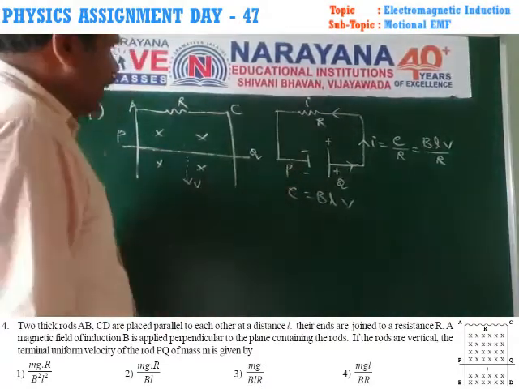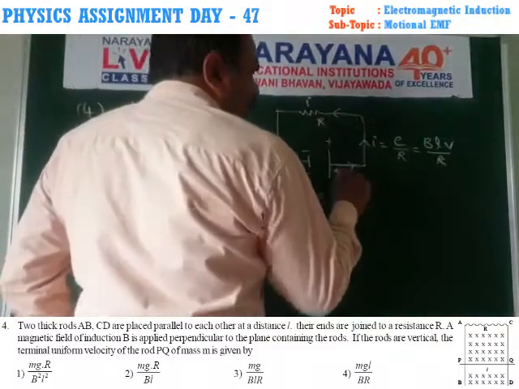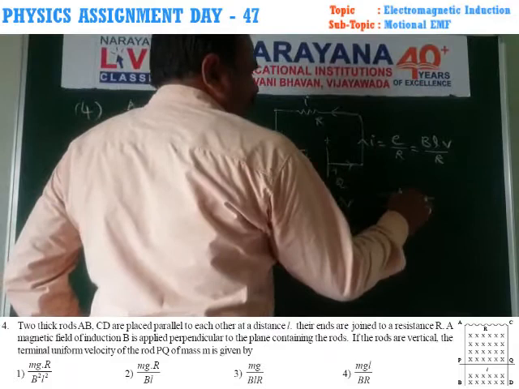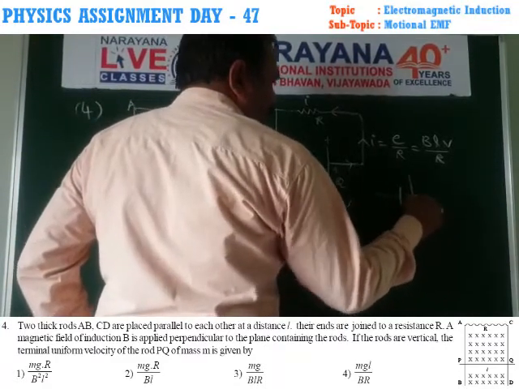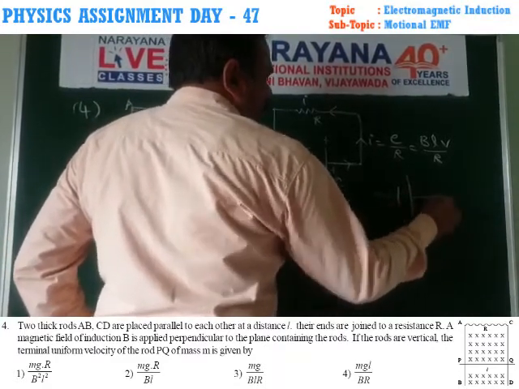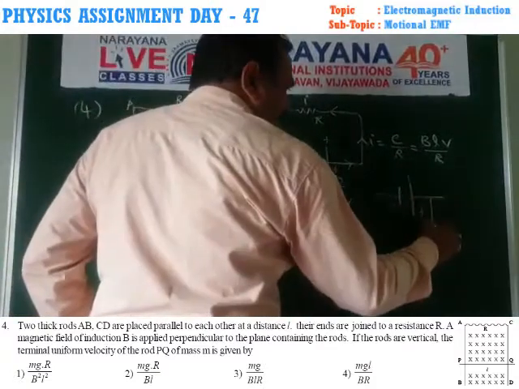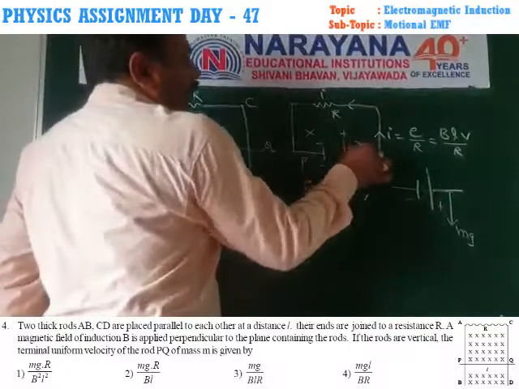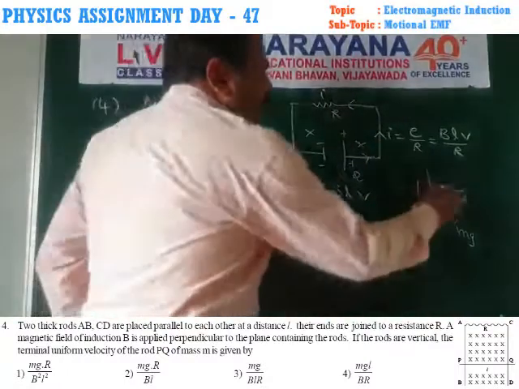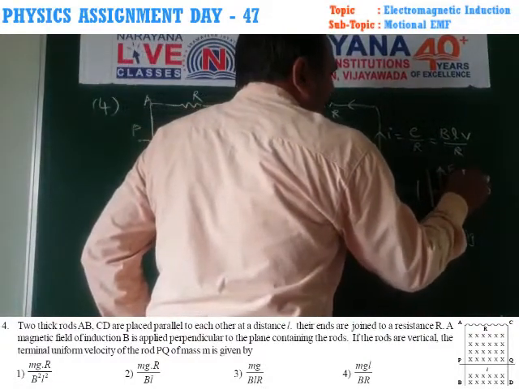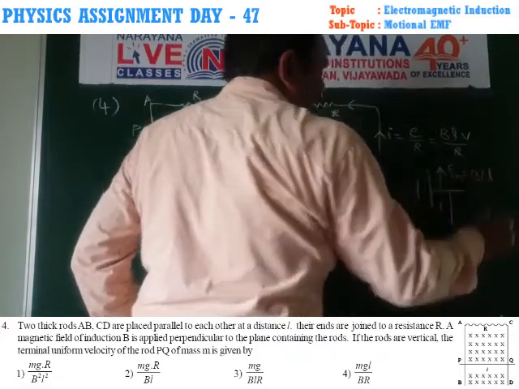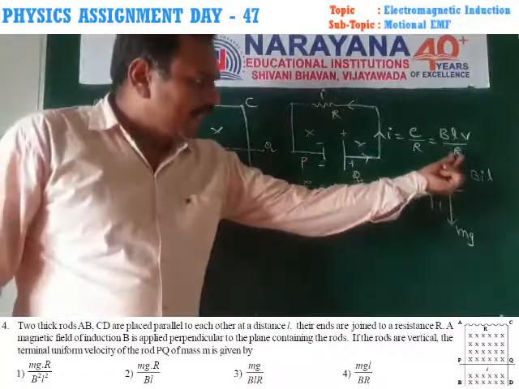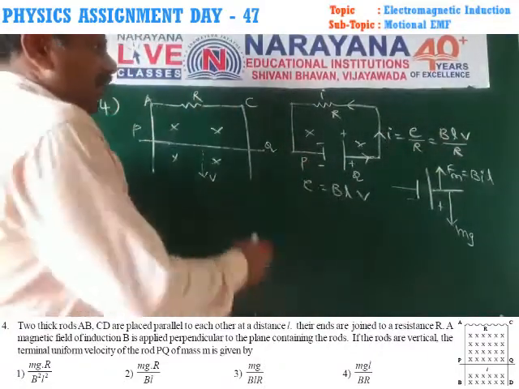In this conductor PQ, weight is acting in the downward direction. According to Fleming's left hand rule, with the inward magnetic field, the magnetic force BIL acts in the upward direction, which is balanced. So under the balanced condition, it moves downward with constant velocity.